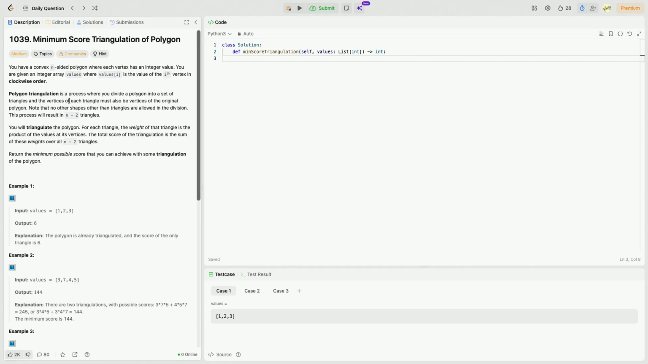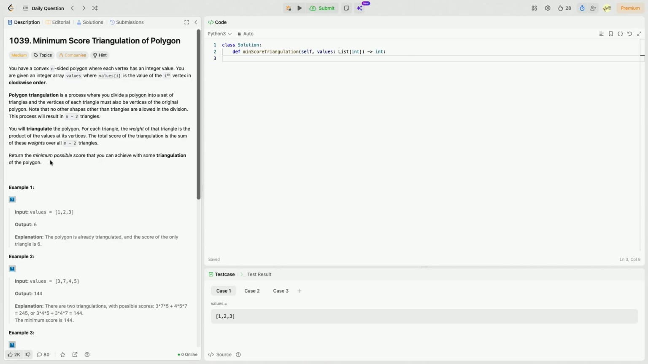You will triangulate the polygon. For each triangle, the weight of the triangle is the product of the values of its vertices. The total score of the triangulation is the sum of these weights over all triangles. Return the minimum possible score that you can achieve with some triangulation of the polygon. So that means we have to compute all possible triangulations and then find the one that has the minimum score, I guess.